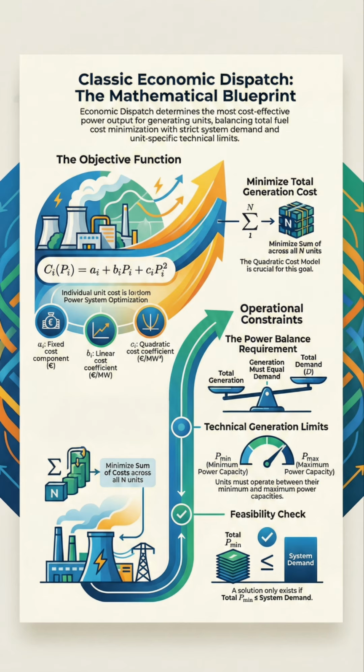That brings us to our second point, constraints. These are the real-world rules. The big one is power balance. The electricity you generate has to exactly match what's being used. And on top of that, every generator has its own hard limits. A minimum and a maximum amount of power it can physically output.